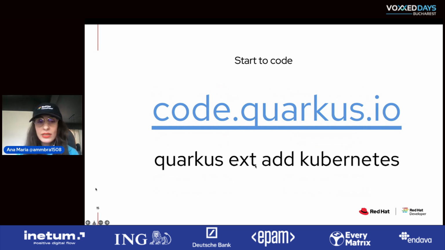And you can add the extensions that you need either from code.quarkus.io, or you can add them via the Quarkus CLI. This is how you can add the Kubernetes extension that generates automatically for you the Kubernetes resources that could help you to deploy your application to Kubernetes. So you don't need, as a Java developer, to code any YAML. It will generate it for you.